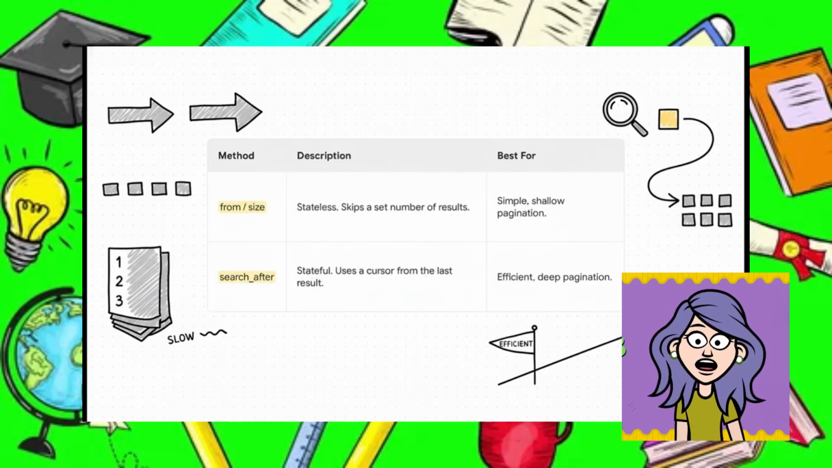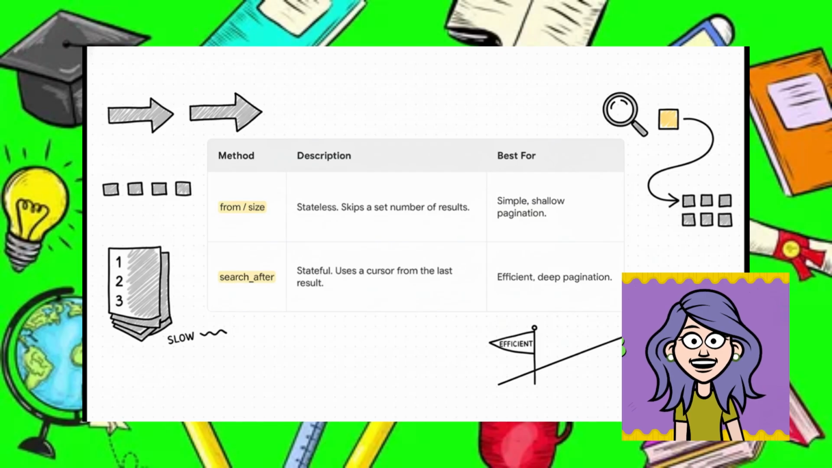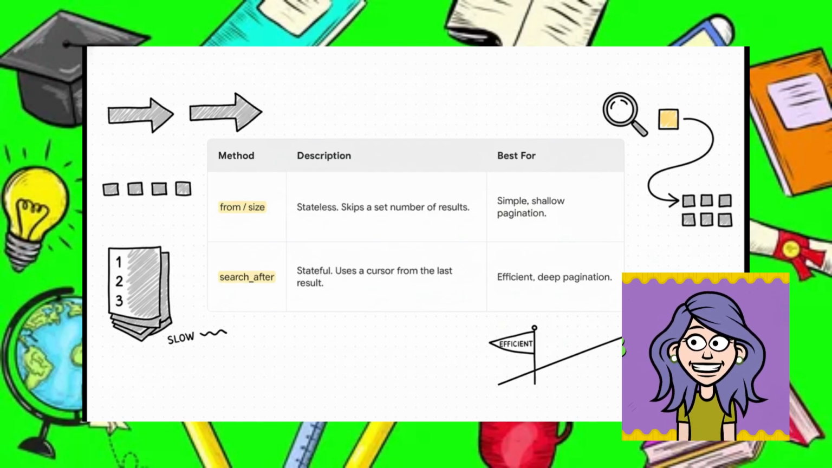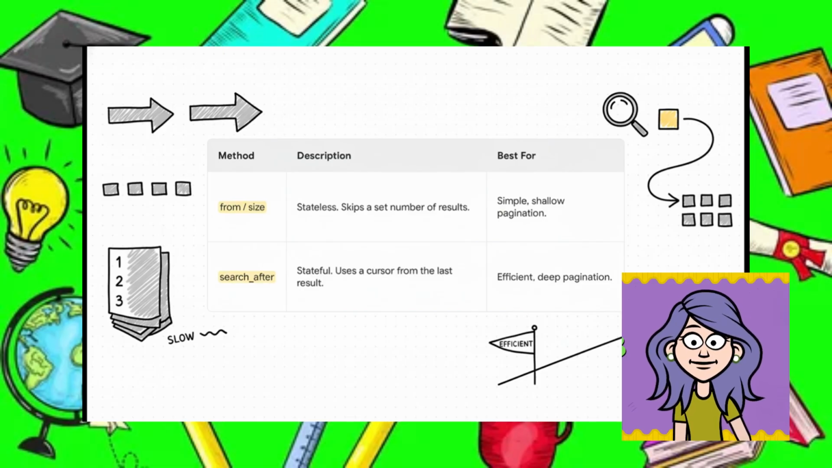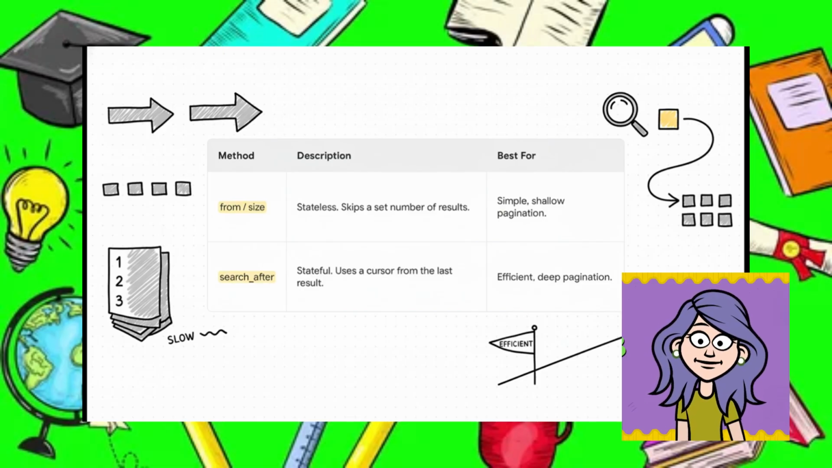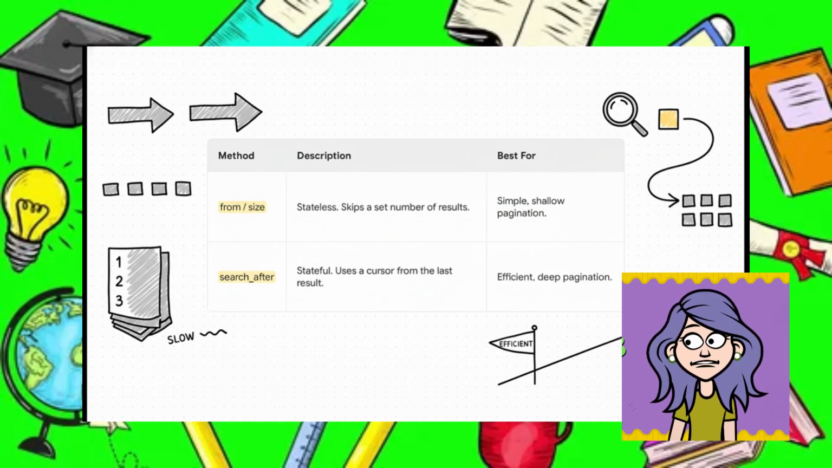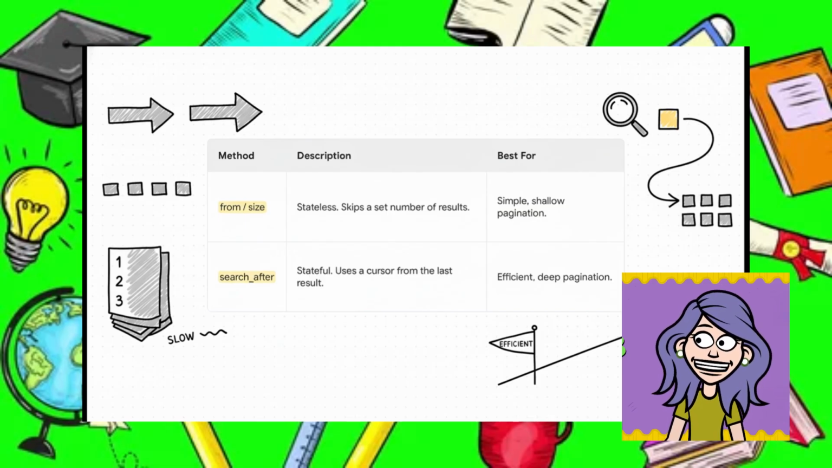Elasticsearch gives us two main ways to do this. The first one, from size, is pretty simple. It's like telling it, skip the first 20 results and give me the next 10. It's great for the first few pages, but it gets really slow if you try to go to, say, page 1000, because the server has to find and then skip all 9,990 previous results every single time.